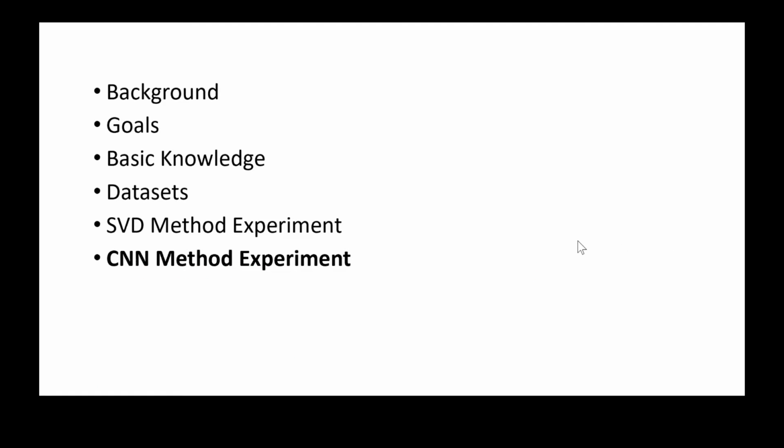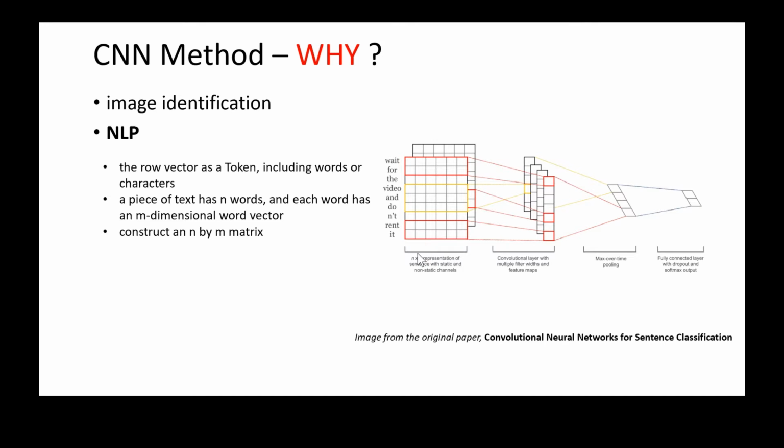The next method is CNN for recommendation system. As we mentioned, CNN has made great achievement in image identification. And in the field of text processing, CNN based on text mining is proved to be effective. We can use the raw vector as a token, including words or characters. A piece of text has n words, and each word has an m-dimensional word vector. We can construct an n by m matrix to do natural language processing.